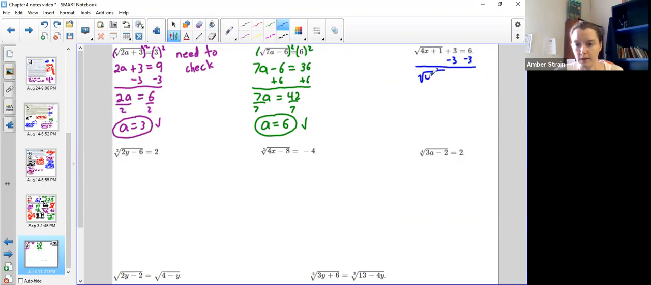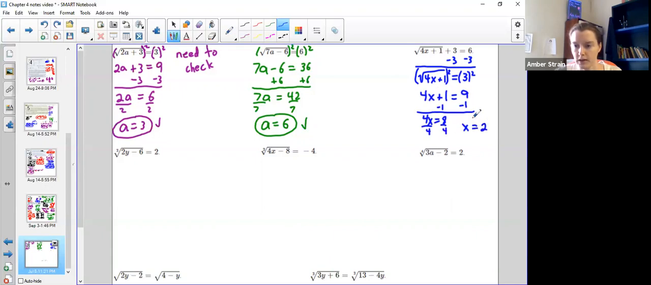So that gives me that the square root of 4x plus 1 is equal to 3. And now I can square both sides. So I need to get my square root all by itself first before I square it. And then the square root and square cancel and leave me just the stuff. 3 squared is 9. And then finish solving just like regular. That gives me 4x equals 8, divided by that 4 would make 2.